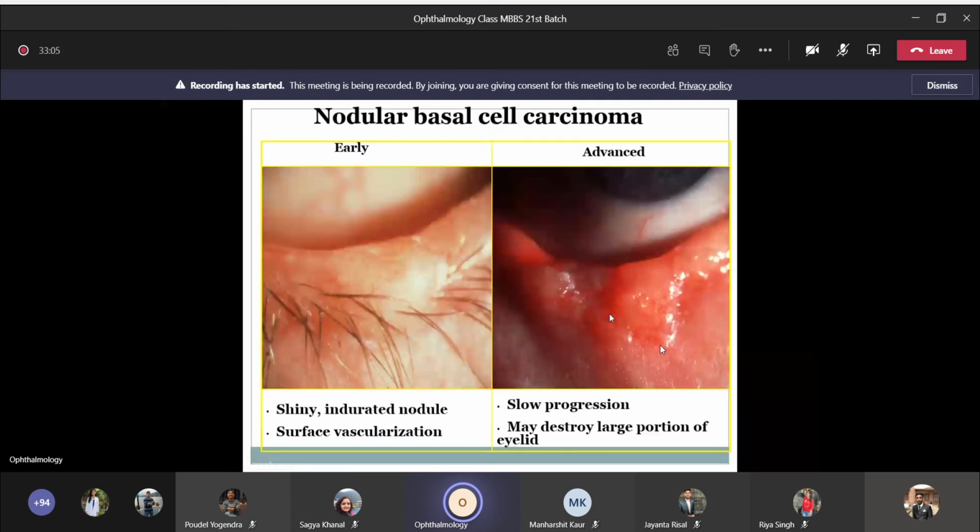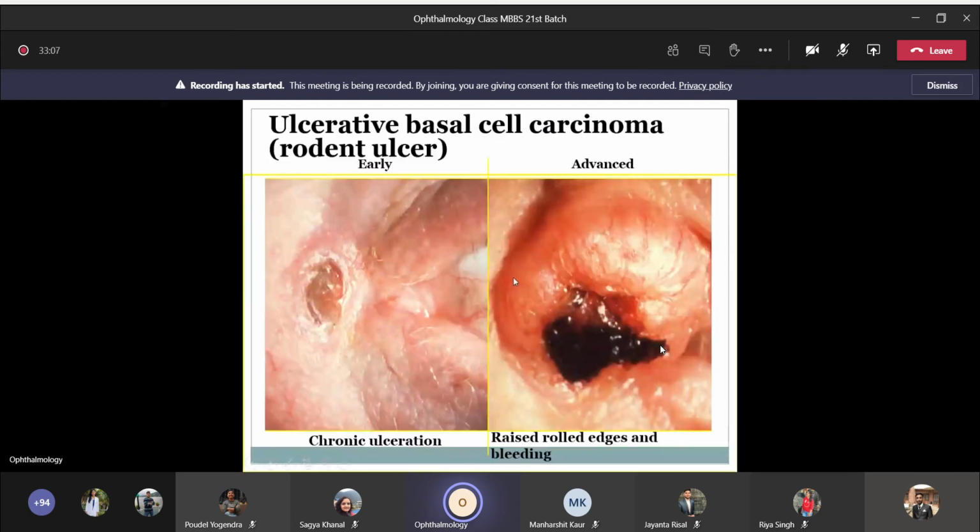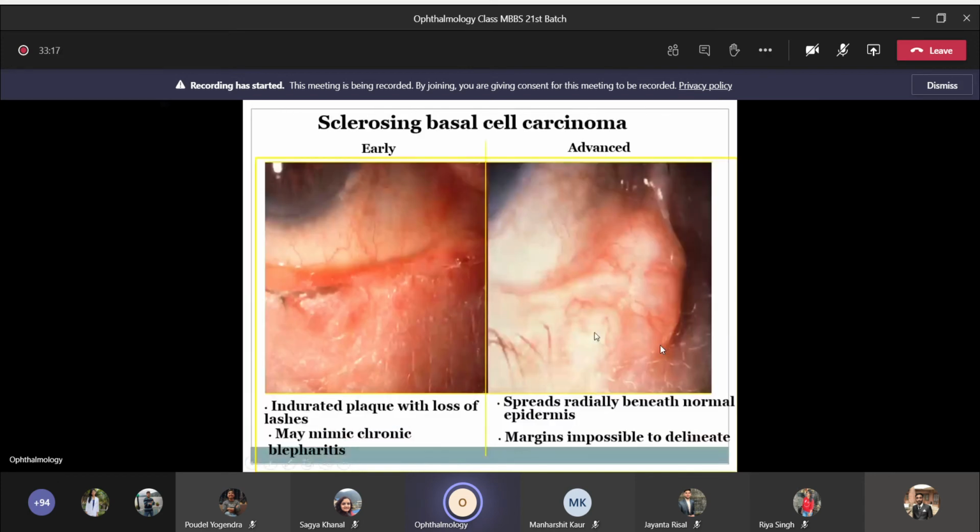And this is ulcerative type of carcinoma, where there's chronic ulceration, and here we can see raised rolled edges and bleeding in case of advanced type. Sclerosing type in case of early, there is indurated plaque with loss of lashes, so there is absence of eyelashes. It may mimic chronic blepharitis.